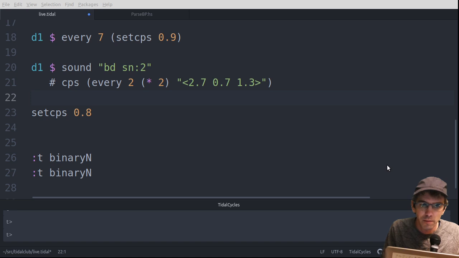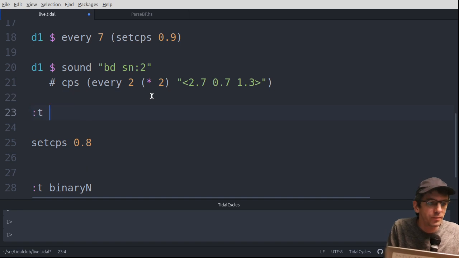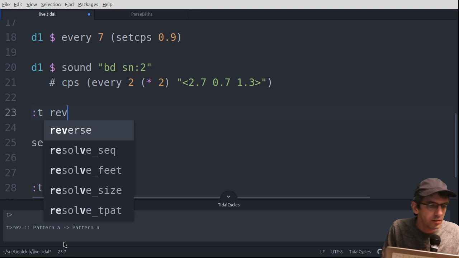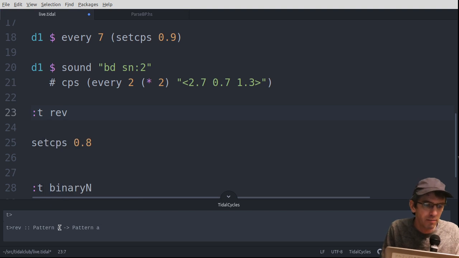Don't give a type A output. Are there other output types that Tidal gives? Right. So when I say type A, it means it can stand for any type.